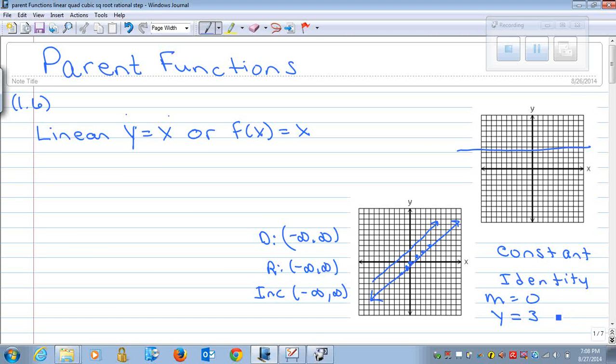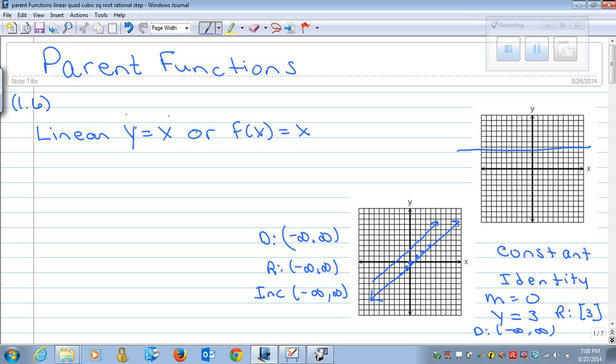Our range would be 3, and it'd be a hard bracket because it would be constant. It would always be 3. Y would always be 3. The domain would be negative to positive infinity.